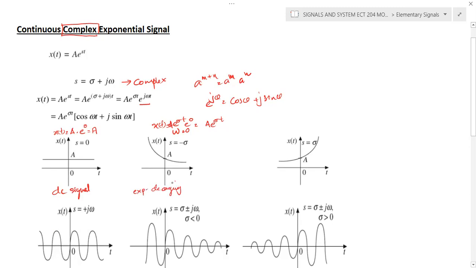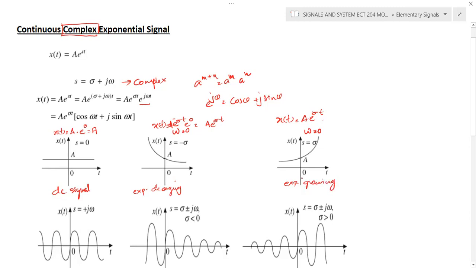Now consider another case where omega is equal to 0 and sigma is a positive value. So you'll get x of t equal to a e raised to sigma t into e raised to 0. Here sigma is negative in the previous case and here sigma is positive. So this is an exponentially growing sequence. We already discussed the exponentially growing sequence.